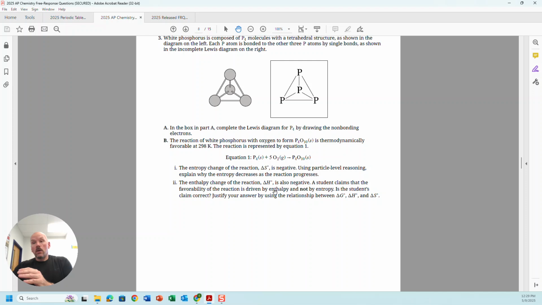Now, another way to ask this same question is, because we already know that delta S is negative and the reaction is thermodynamically favored, delta H has to be negative. If you have a negative delta S and a positive delta H, the reaction can never be favored, no matter what the temperature. So anytime you have a negative delta S, the only way the reaction can be favored at some temperature is if delta H is also negative. So they could also not tell you the sign of delta H, but ask you to predict it based on the fact that it's thermodynamically favored and we already know the sign of delta S, okay?